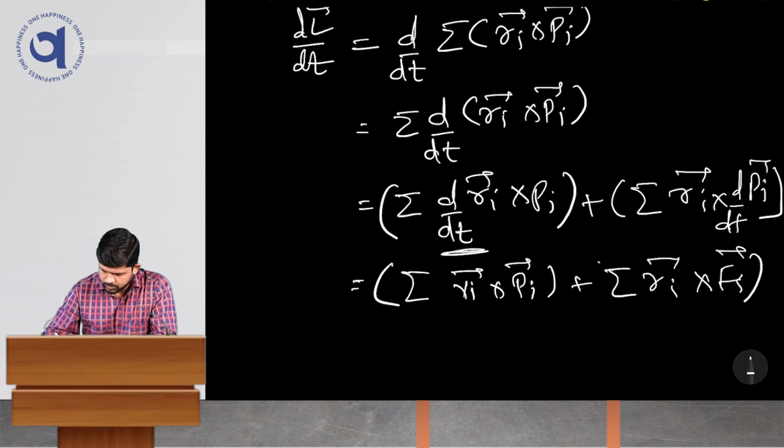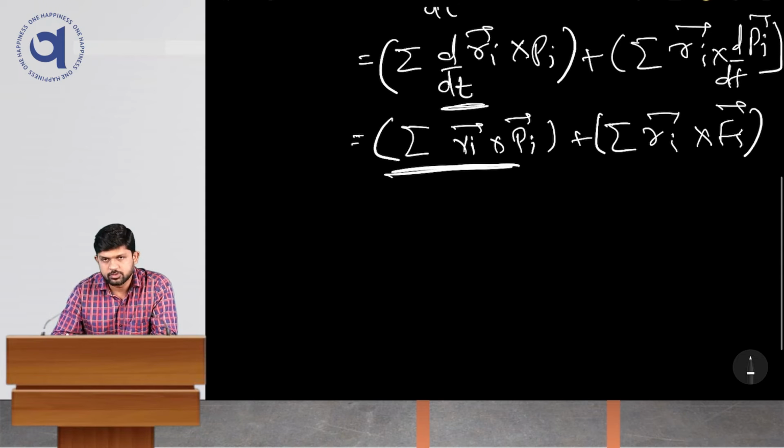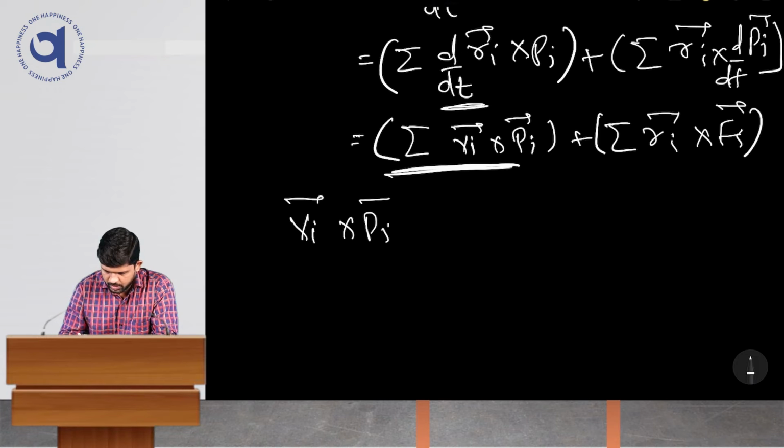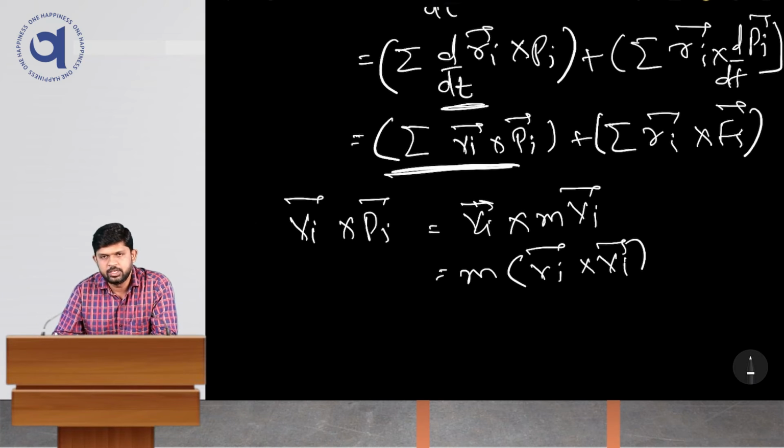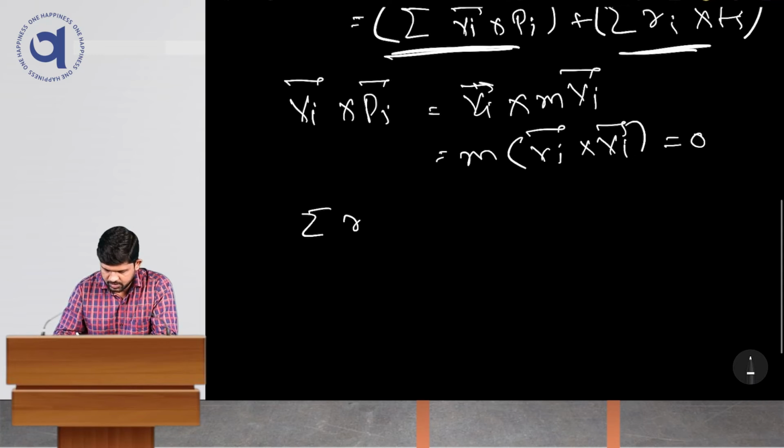Okay, so now if we talk about this first term vi cross pi, then this is equal to vi cross m into vi, because the linear momentum is mass into the velocity. Now if we keep the mass aside, then we can write vi cross vi. So it is the cross product between two same vectors, which is 0, that we already know, right? Now if we talk about the second term, that is ri cross Fi, it is the cross product between position vector and the force, which gives us the torque.